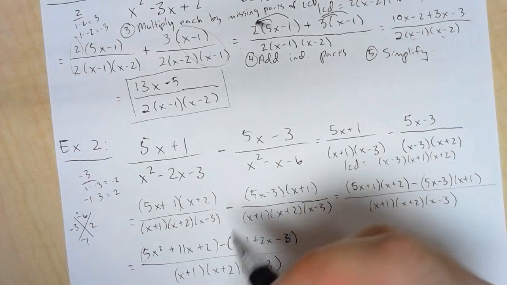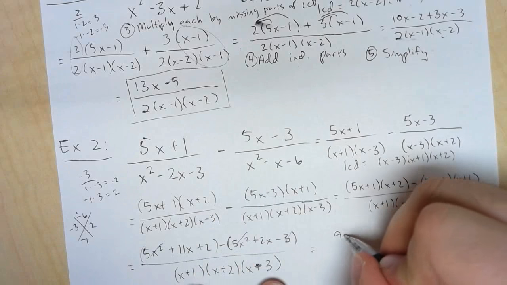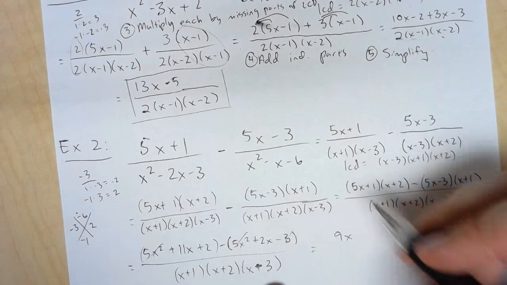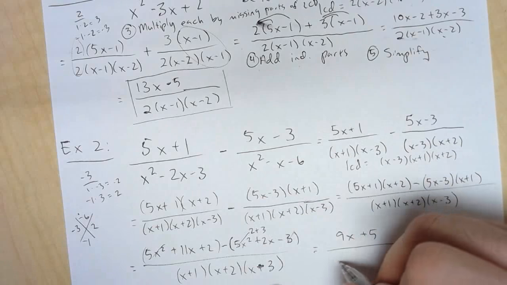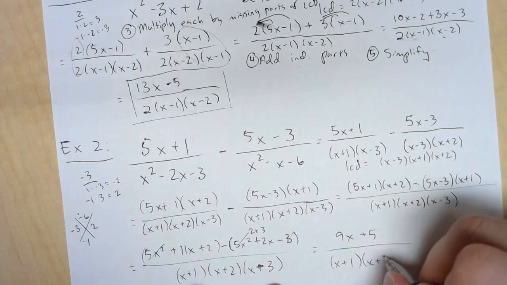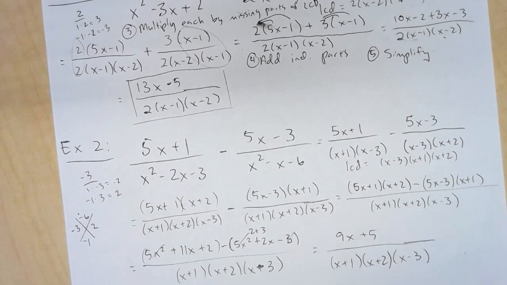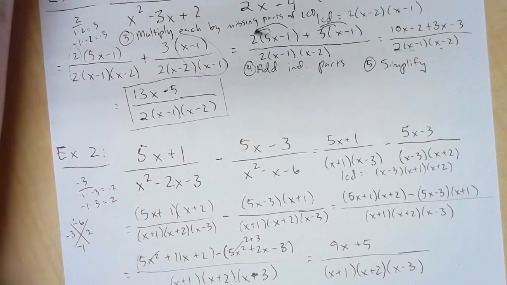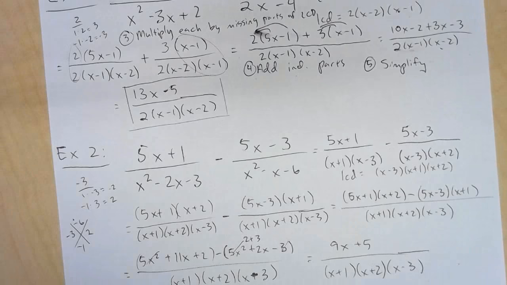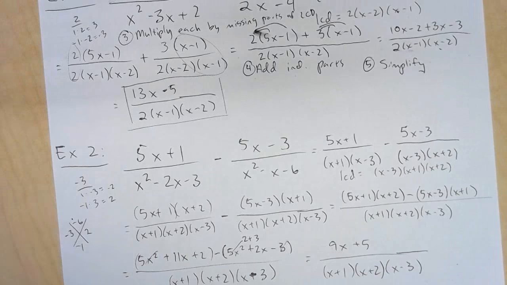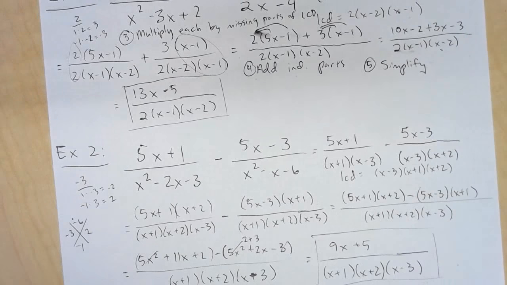Okay, so 5x squared minus 5x squared is going to cancel. 11x minus 2x is going to be 9x's. 2 minus negative 3 is going to be 2 plus 3, which is 5. All divided by x plus 1 times x plus 2 times x minus 3. And that looks like our fully simplified answer. This we can't factor with a GCF or anything, so we're just going to have to leave it as 9x plus 5 divided by x plus 1, x plus 2 times x minus 3. And that's our fully simplified form.